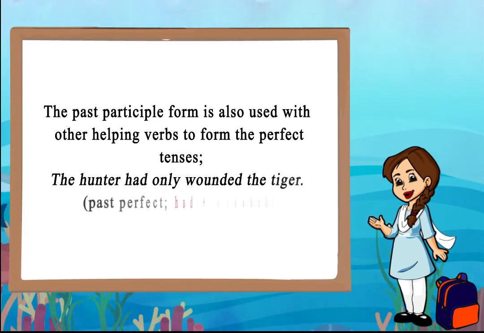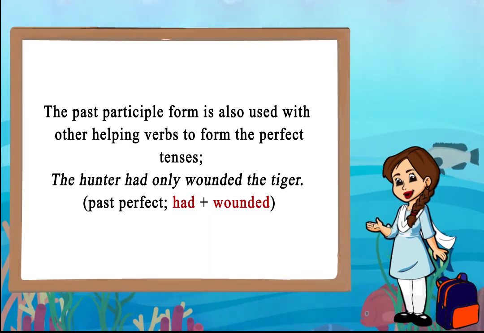The past participle form is also used with other helping verbs to form the perfect tenses. The hunter had only wounded the tiger. Past perfect, had plus wounded.